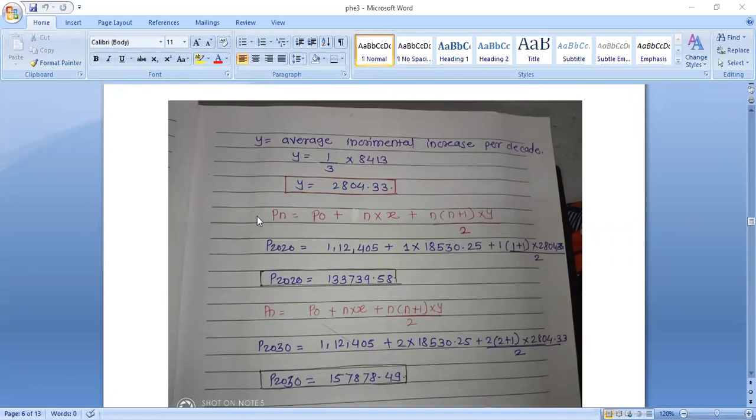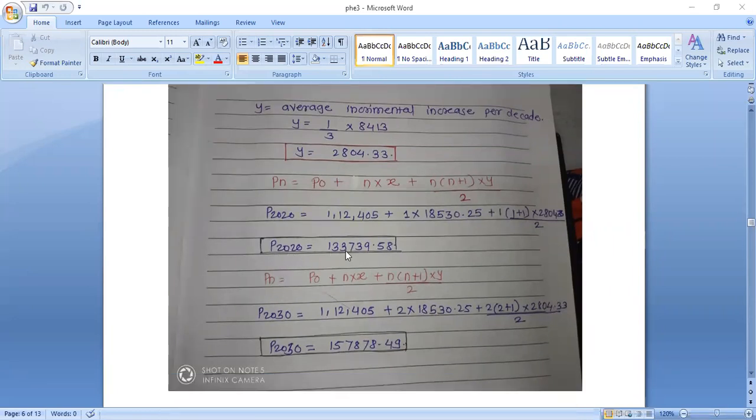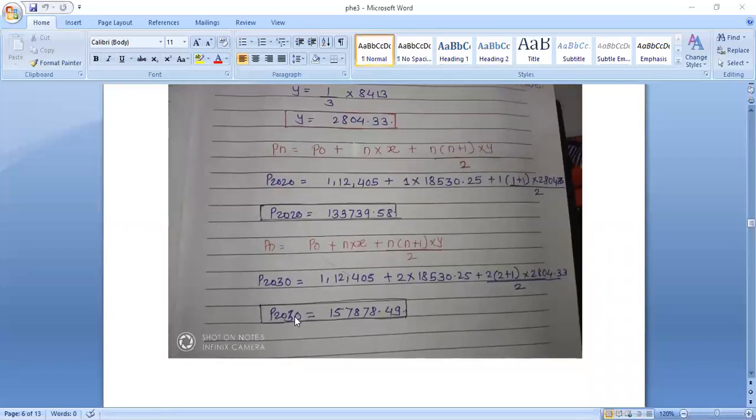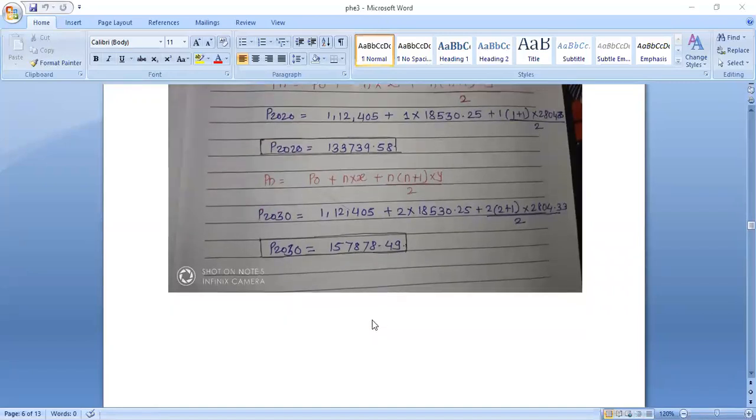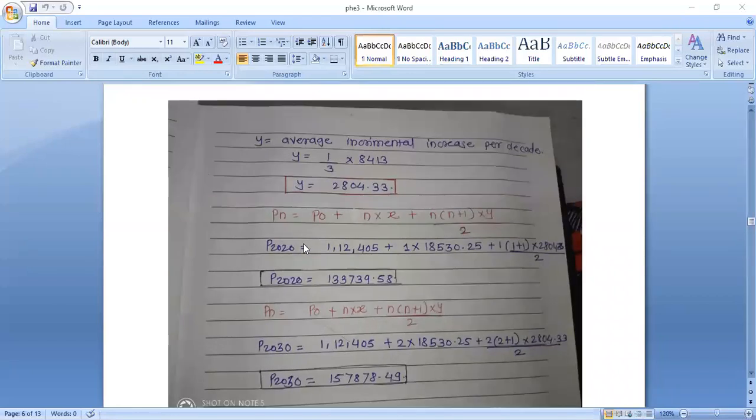For that, we have the formula of the incremental increase method: Pn is equal to P0 plus n into x plus n into (n plus 1) into y divided by 2. Then after putting in all the values, the population for 2020 is 1,33,739.58. Similarly, for the year 2030, the population is 1,50,878.49. Hope you all get how to forecast the population by using the incremental increase method.